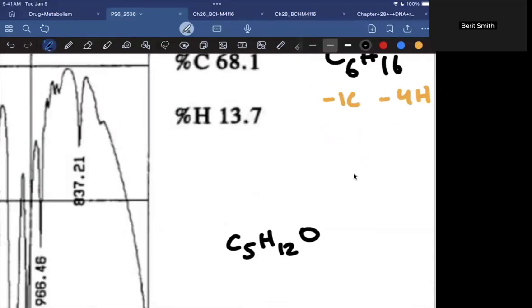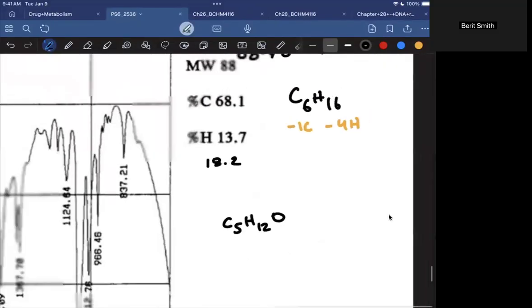Subtract 100. I'm not going to write out all the math because you guys know how to do that. This is going to be just 66 or 68.1 plus 13.7. Okay, so that's going to give us 18.2. So that's the percent of oxygen that we have.